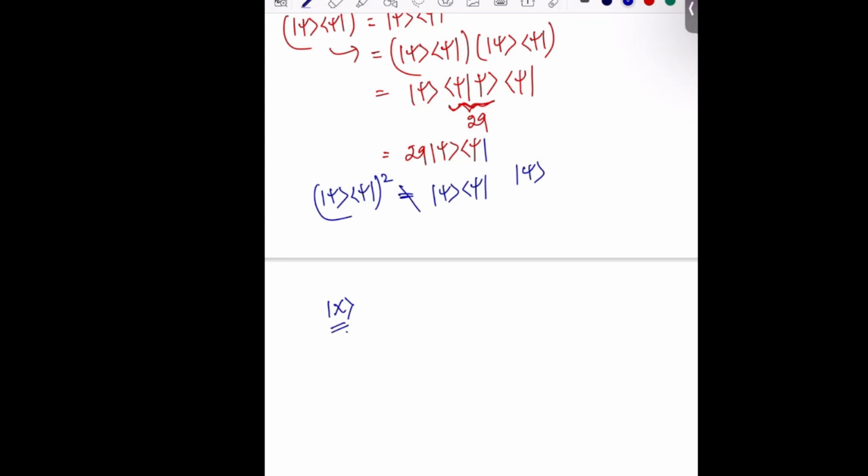If you follow the same process, just check whether the dagger is equal to the initial one or not, or whether the squares are equal or not. Just check these two properties and you will see that this is a projection operator. I am leaving it to you. You can find out this is a projection operator. Okay.